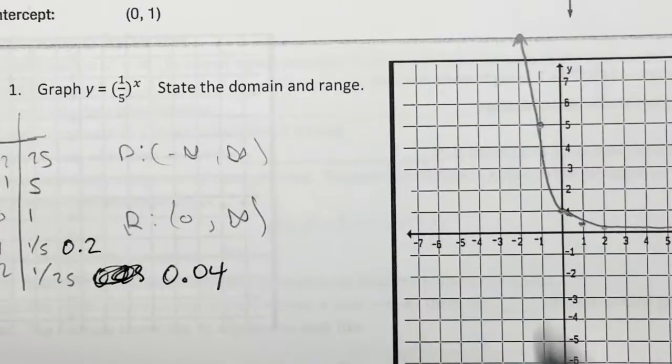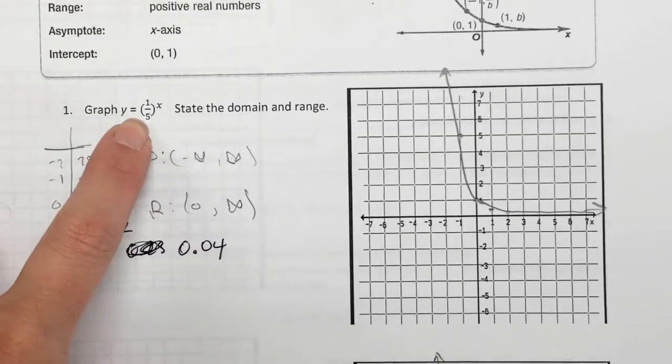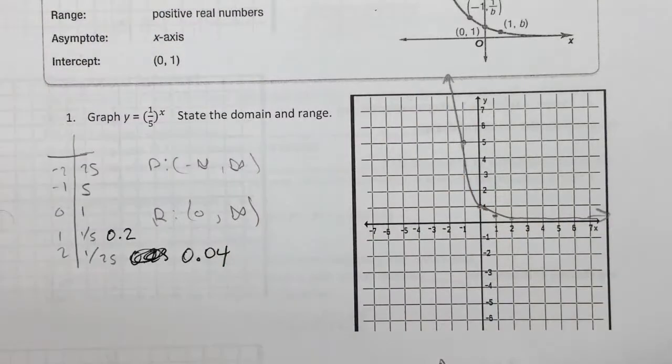And then when you graph it, it should look like this. Notice it's decreasing. That's why it's called decay. What do you think determines whether it's decreasing or increasing? If it's a fraction or not. Good. So this one's a fraction. The base is. That's why it is decreasing.